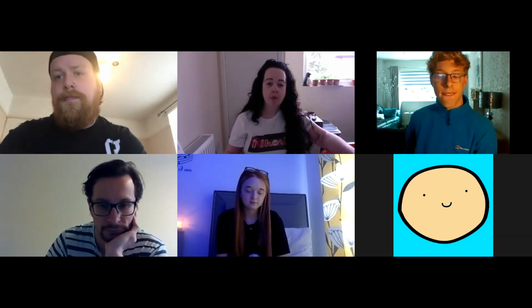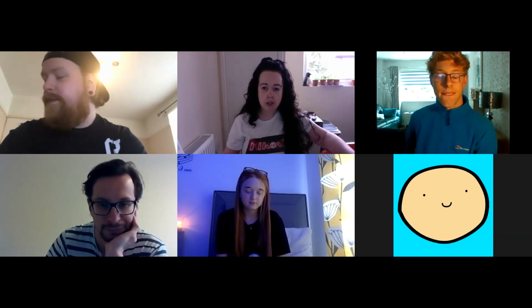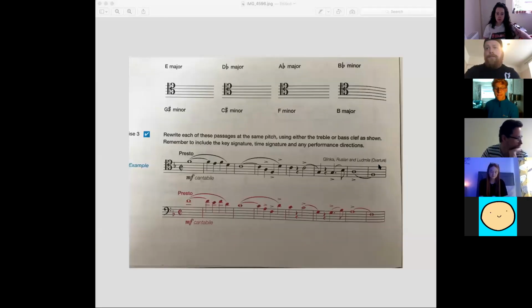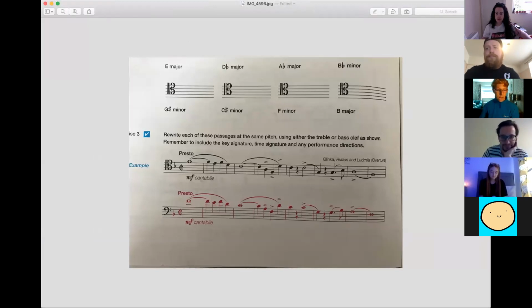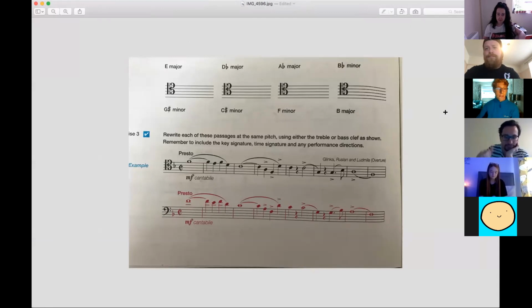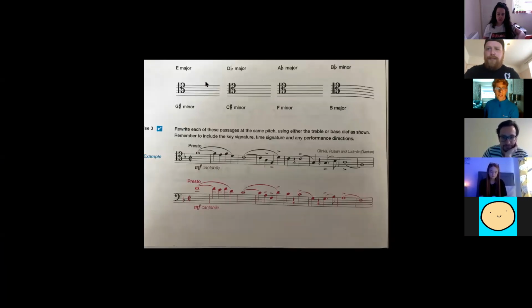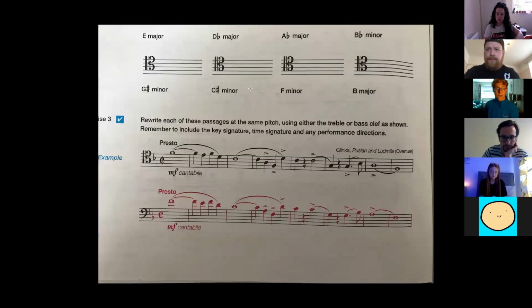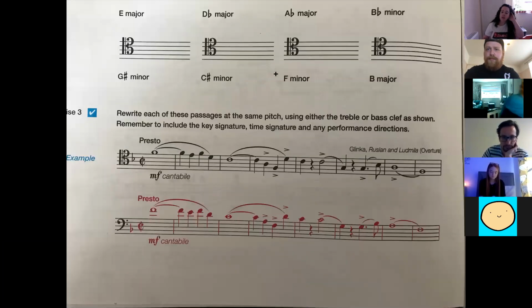But on the exam, what it's asking you to do, I should hopefully be able to share this with you now. Okay, hopefully you see that, which is just the next exercise under the one we've done. Okay, let me make that slightly bigger. So what it's asking you to do is rewrite each of these passages at the same pitch using either the treble or bass clef as shown. Remember to include the key signature, time signature, and performance directions.